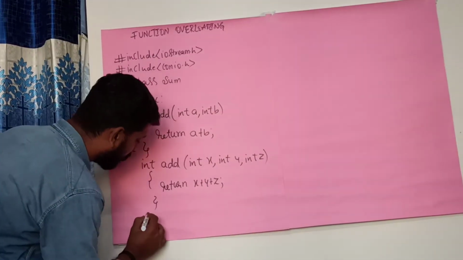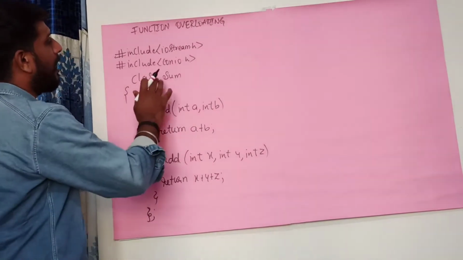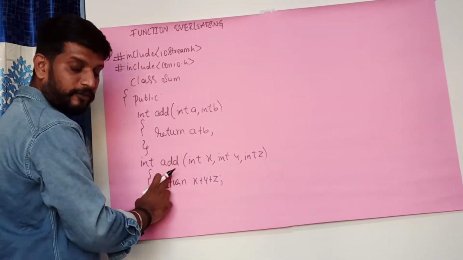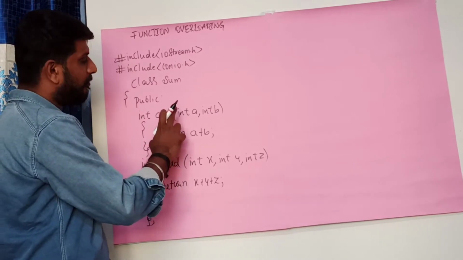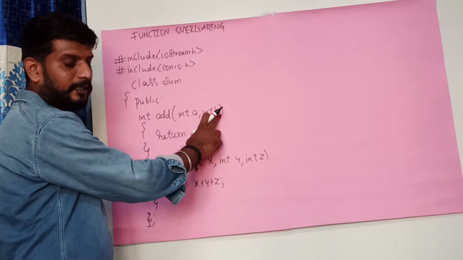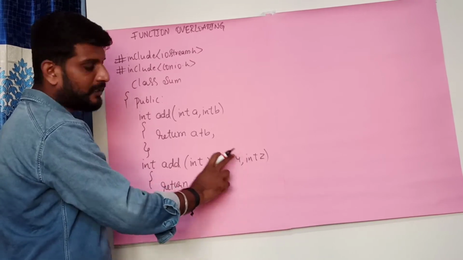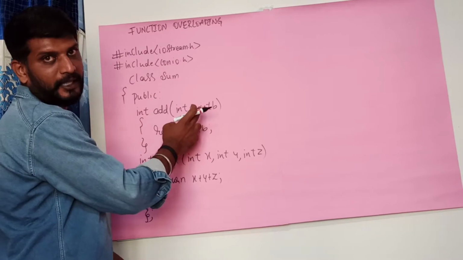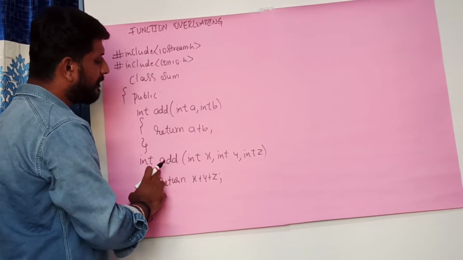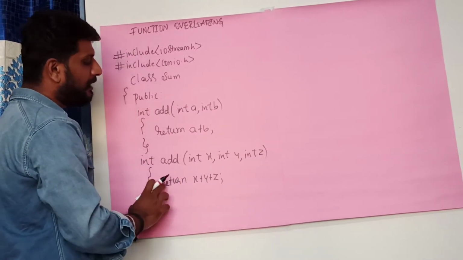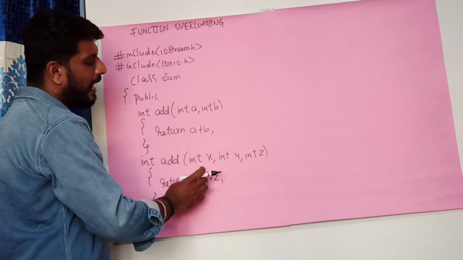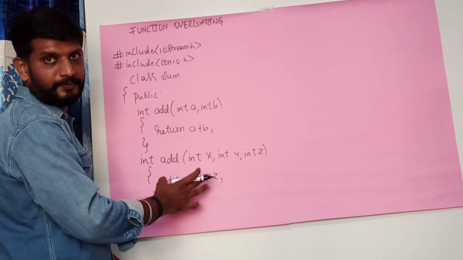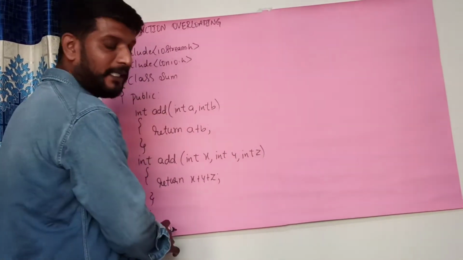Okay. Now I will close the class. Now I have created a class with the name sum, and I have created two functions, add. The first function takes two arguments and the second function takes three arguments. The first function adds the two arguments' values and returns that value. Next, the second function adds three different variables and returns that value. Okay. Now the class part is over.